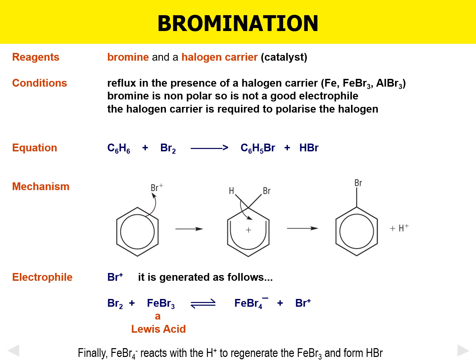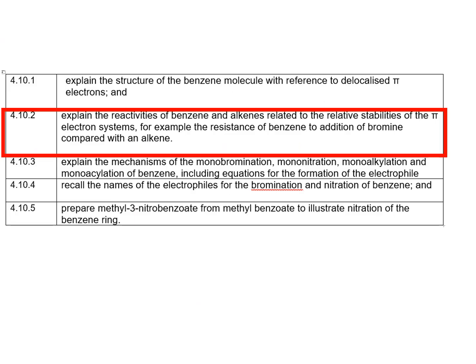The electrophile in this case is the bromonium ion Br+, and it is formed by the reaction of bromine with the catalyst. The H+ that has been produced at the end of the reaction combines with the FeBr4- to regenerate the iron bromide, so the catalyst is regenerated. Now that we have studied the reaction of benzene with bromine, let's compare that reaction with an alkene and bromine and compare the relative stabilities of the pi electron systems.